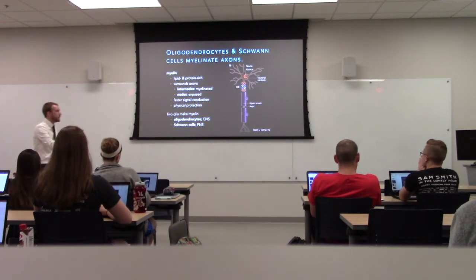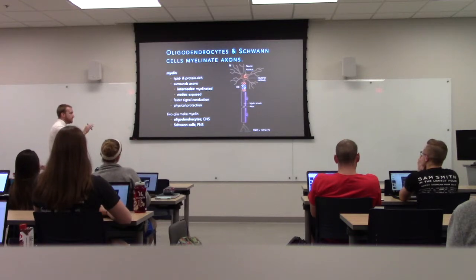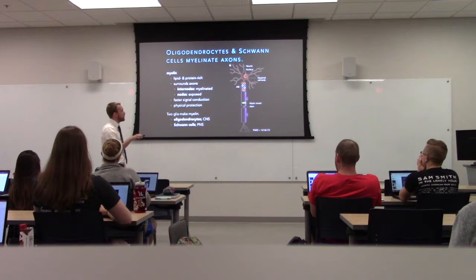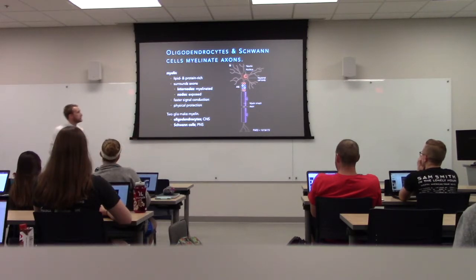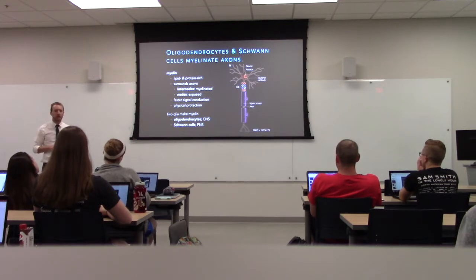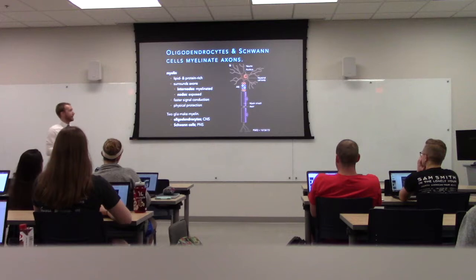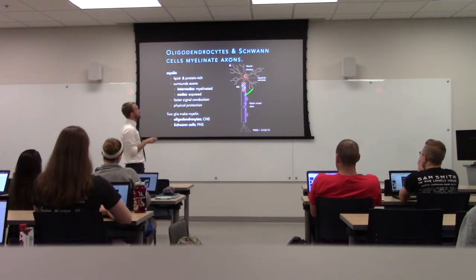And what myelin is, is lipid-rich membrane that gets wrapped around the axon. So here's our cartoon neuron here. Would this be unipolar, bipolar, or multipolar? Multipolar, yeah, say it loud. Say it proud. Here's our axon initial segment.